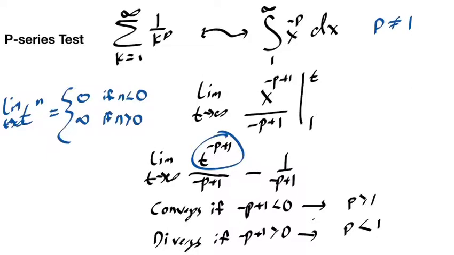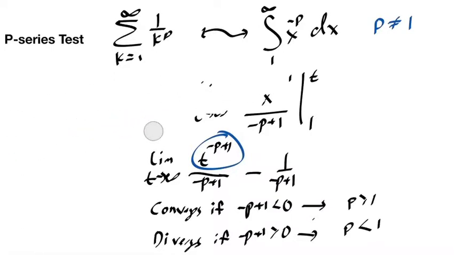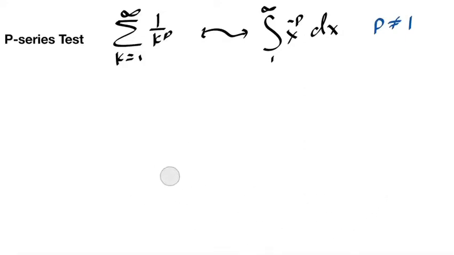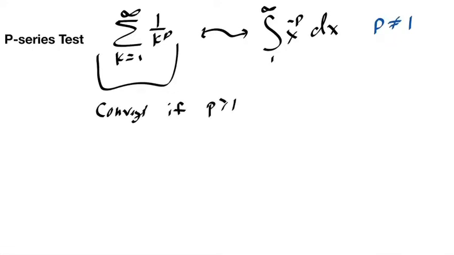Okay, so that tells us right now, because we know when this infinite limit converges and diverges, that tells us instantaneously when this p-series converges and diverges. So this p-series right here converges if p is bigger than 1, and it diverges if p is less than 1. What if p is equal to 1? Let's just write that over here on the side.